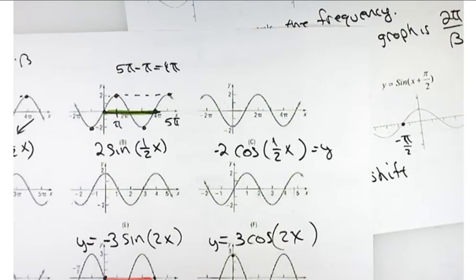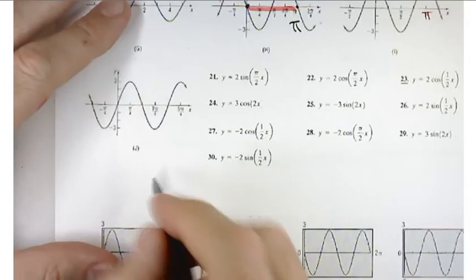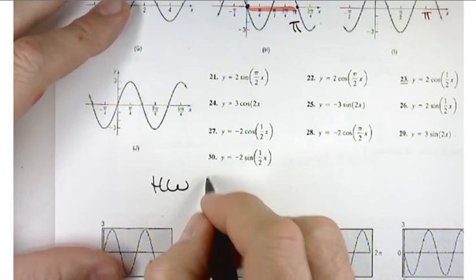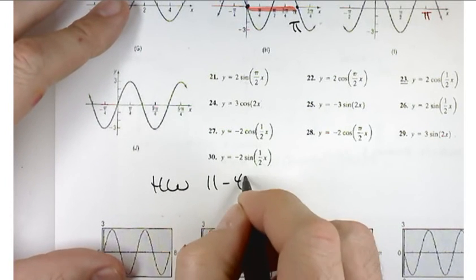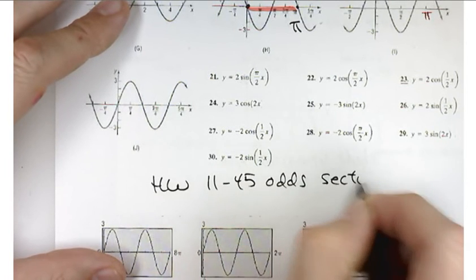Let me give you some homework. For homework, try problems 11 through 45. Odds and even? Let's just do the evens because I'm a nice guy. So, all right. So, homework. No, all right. Do the odds. 11 through 45 odds. That's section 2.4.